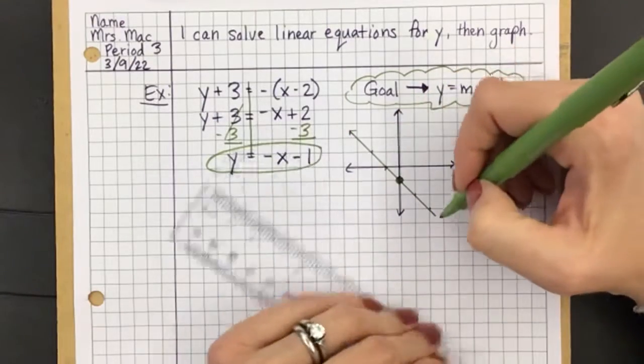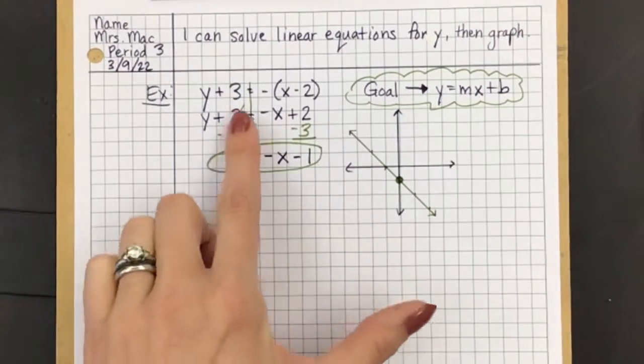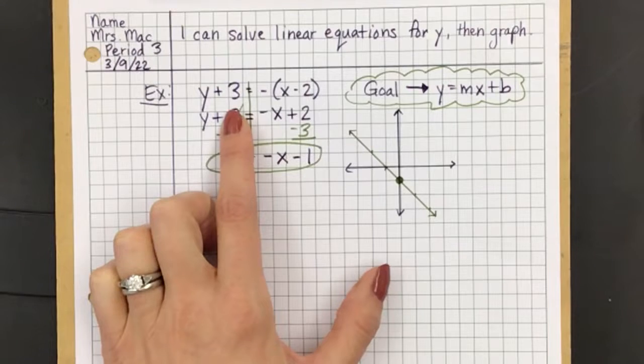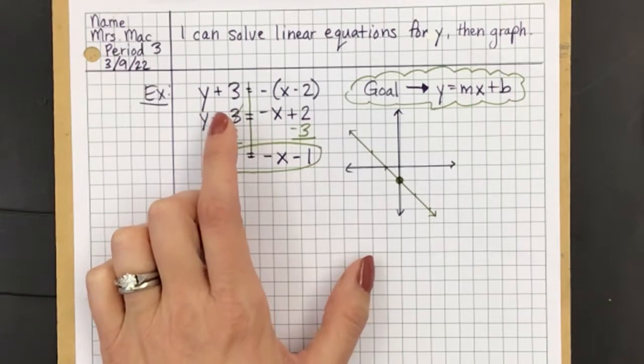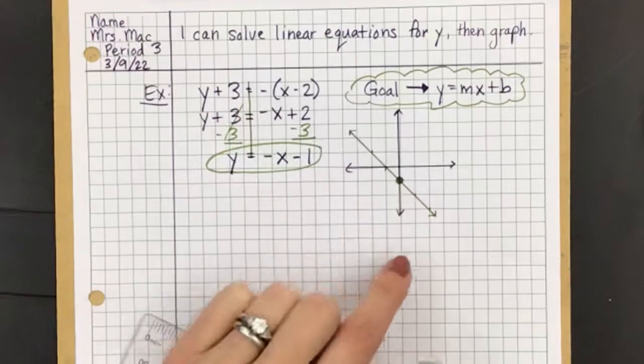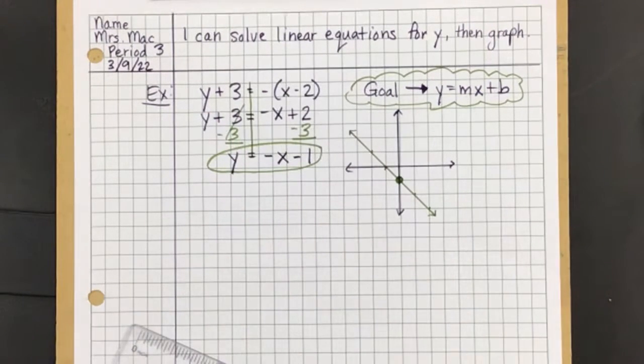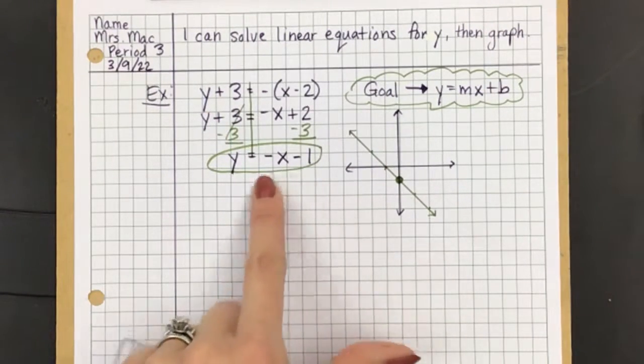And there's my graph. Is it possible to graph using the equation in this form? Sure. Is it going to be easy? No. No, it's going to take some work. So it's a lot easier just to solve for y, and then you have your y-intercept and your slope, and you can just quickly toss that line right out there. Okay?